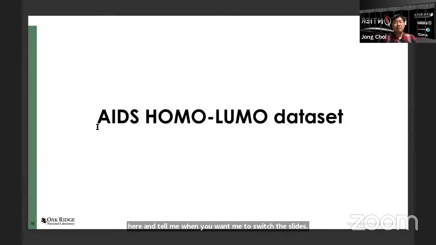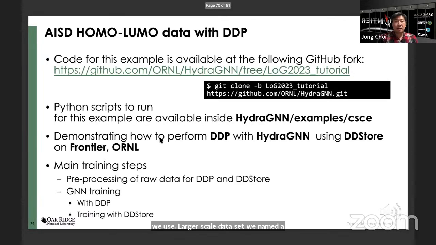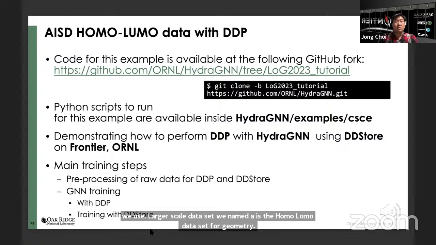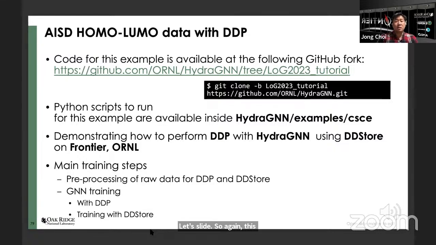Great. Okay. So in this final demonstration, we will show how we use a large scale dataset we named the ORNL AISD HOMO-LUMO dataset for geometry. Next slide. Again, the code in this example is available through this tutorial branch in our GitHub repository. You can check it out by using this git command. Specifically, this example is located in the HydraGNN example directory, and then CSC, that's the example we are using for now.